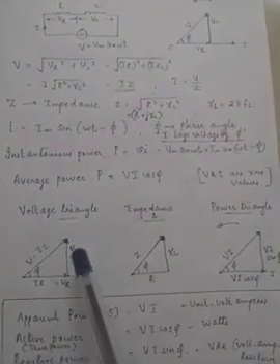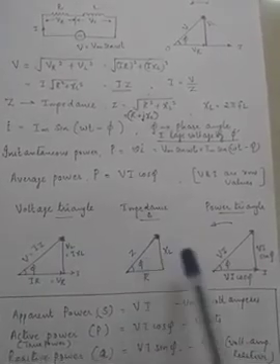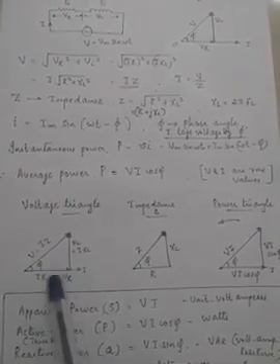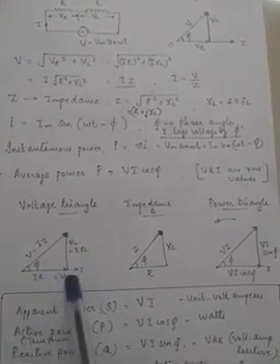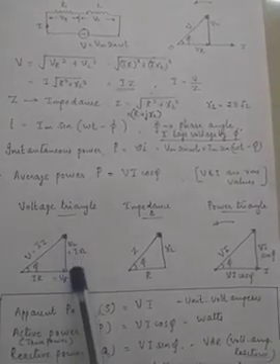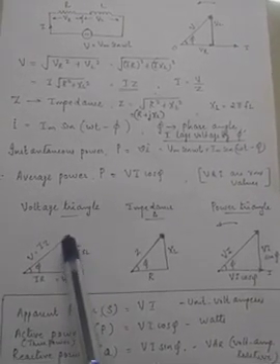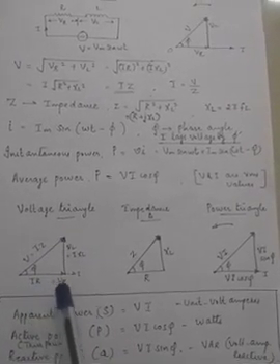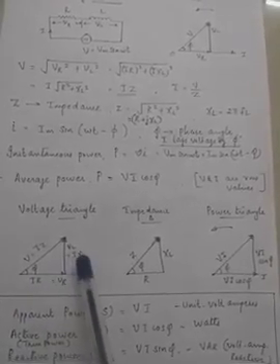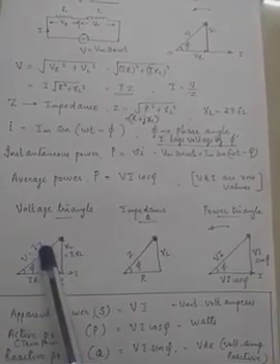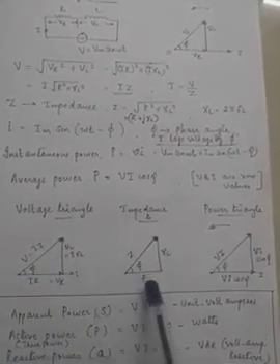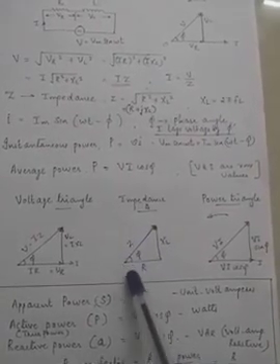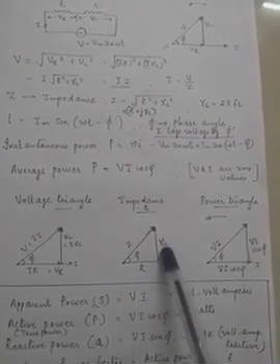Now from here you can have a voltage triangle, an impedance triangle, and a power triangle also. In the voltage triangle, I is the reference axis, VR is along I, and since I lags behind VL by 90 degrees, VL will be like this. The vector sum of VR and VL will be V. We know VR equals I into R, VL equals I into XL, and V equals I into Z. If you cancel all these I terms, you get the impedance triangle with R, XL and Z. Here also Z equals root of R square plus XL square.